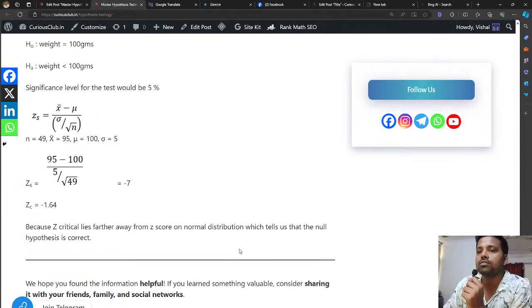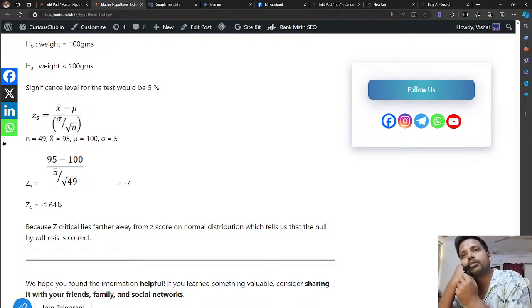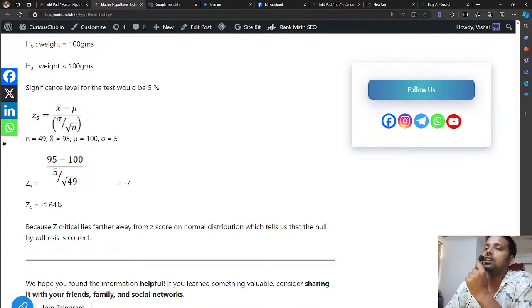Is it visible to everyone? So this will be -7. And this is one part, like Z critical. How do you calculate Z critical? Z critical is calculated based on the significance level.